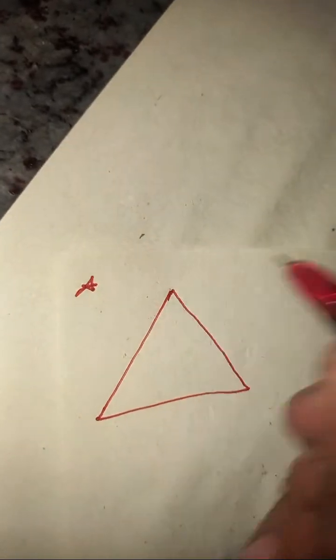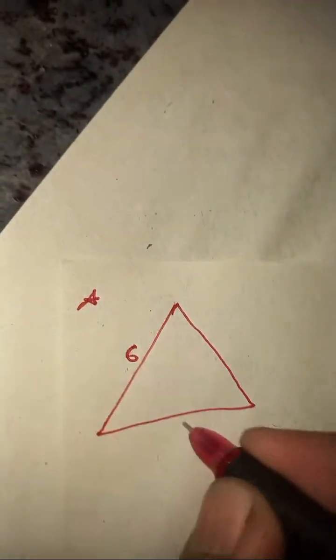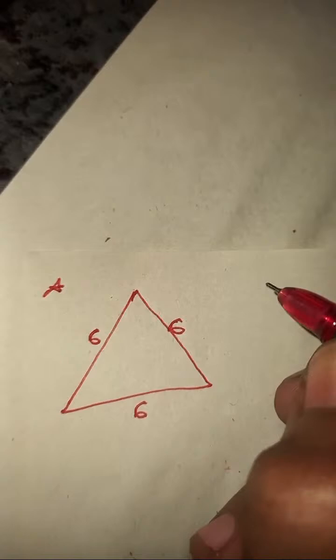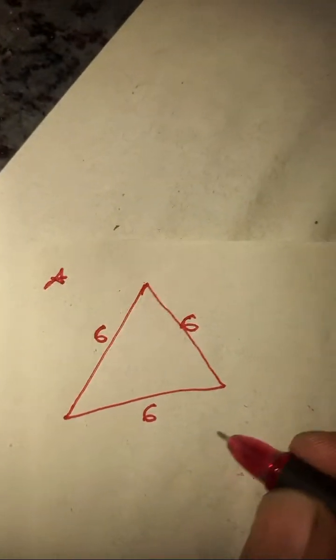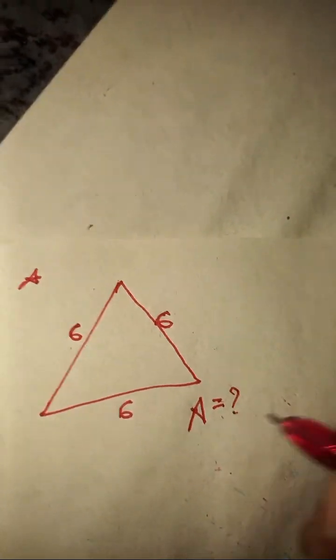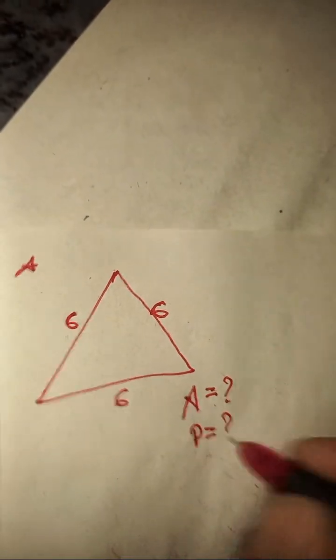Let's write out another problem with this square. Now I start with the equilateral triangle. Here in the equilateral triangle, all sides are equal to 6 units. When all sides are 6 units, you need to find out what's the area and what's the perimeter.